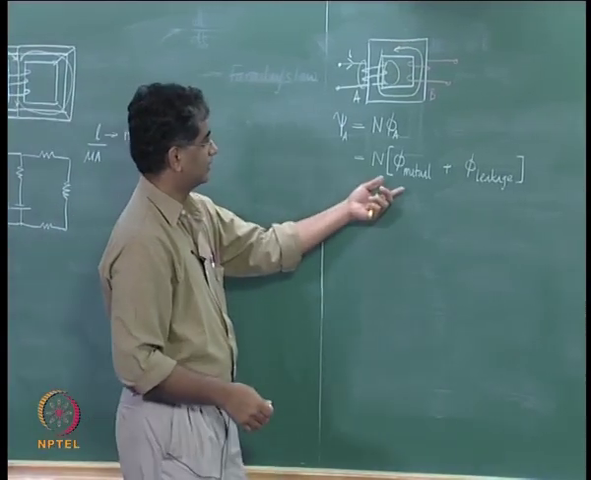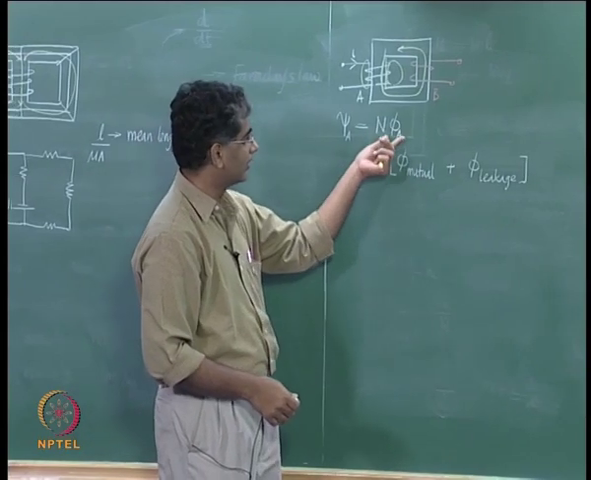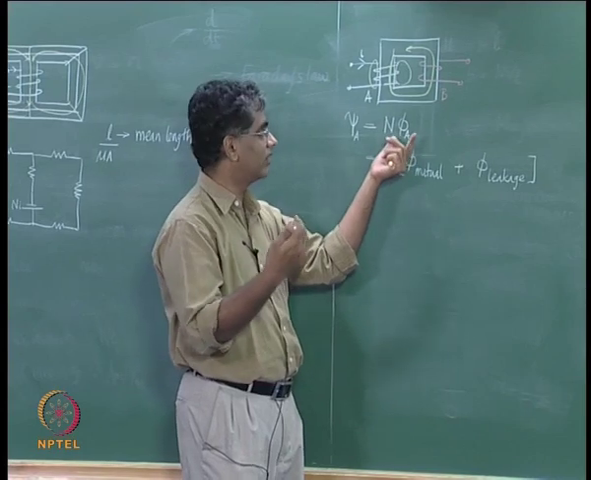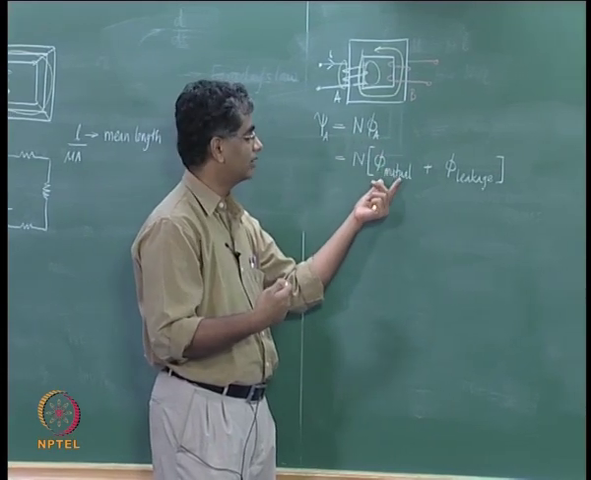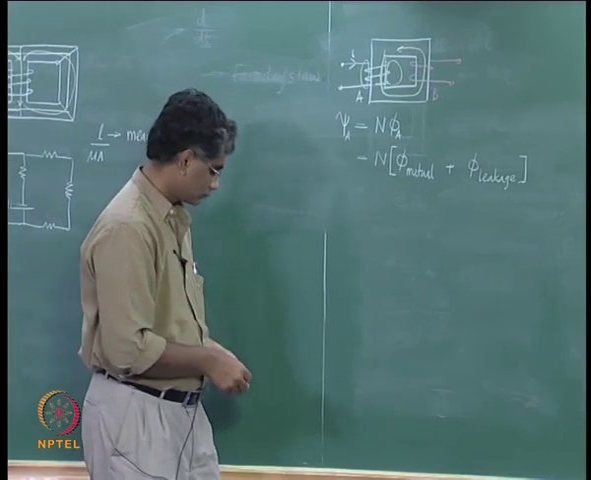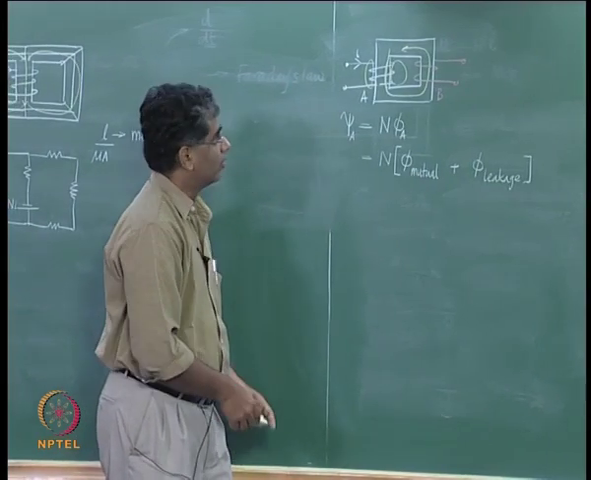So there is a difference now. Overall it is the flux linkage of A, but we can imagine or divide that into two parts, one is mutual and one is leakage.